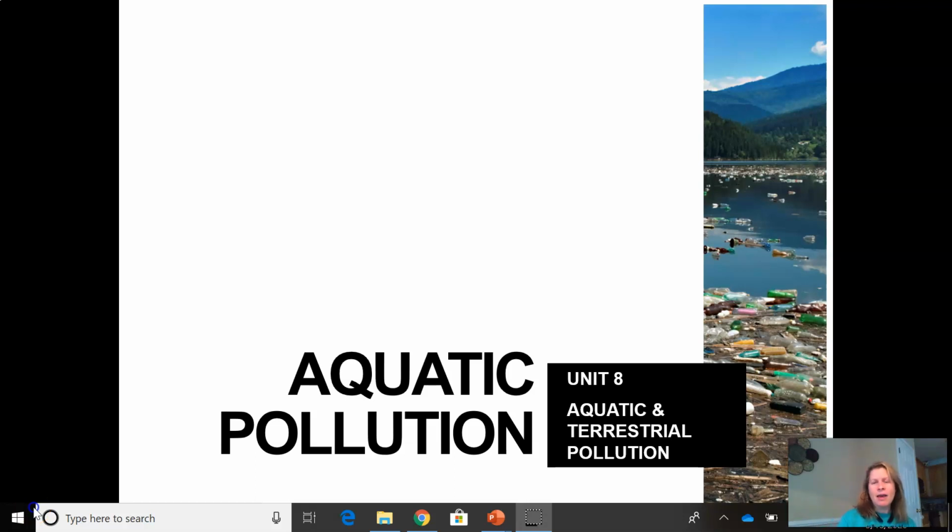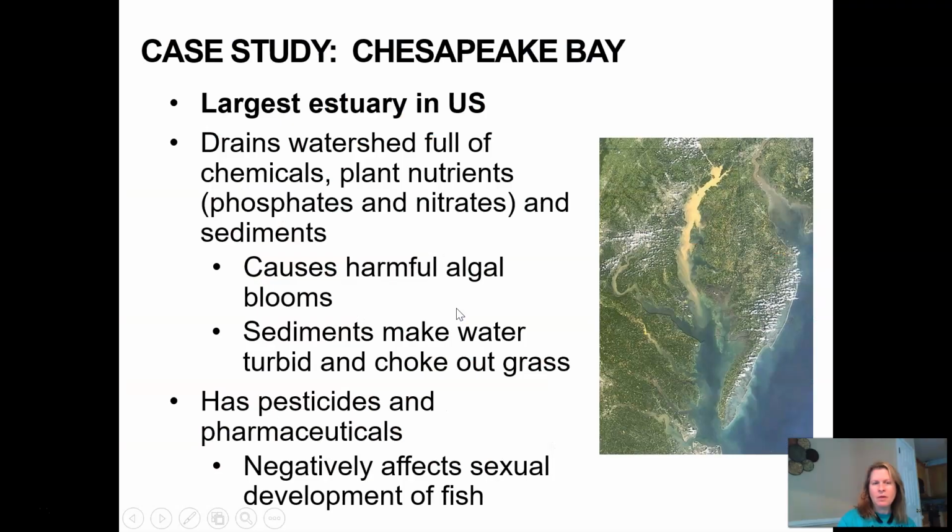Specifically, I'm looking at the first module in Chapter 14. You need to be familiar with the case study that opens up Chapter 14. It's about Chesapeake Bay, which is the largest estuary in the United States.